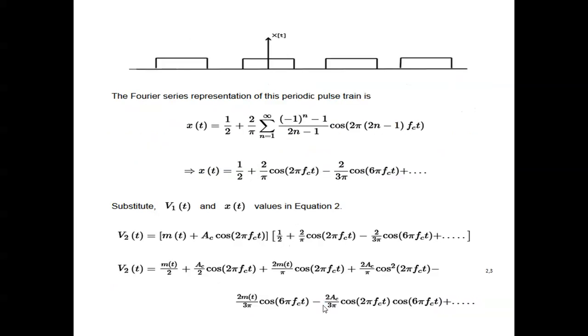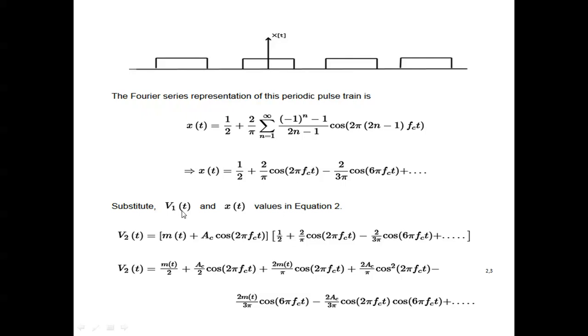This is similar to a periodic pulse train. So you can write the equation like that: x of t equal to 1 by 2 plus 2 divided by pi, summation of n equal to 1, minus 1 to the n. If you write the Fourier transform equation, you will get it like this: x of t is equal to 1 by 2 plus 2 divided by pi cos 2 pi fct minus 2 divided by 3 pi cos 6 pi fct. Okay, so this is the equation you get from the Fourier transform equation.